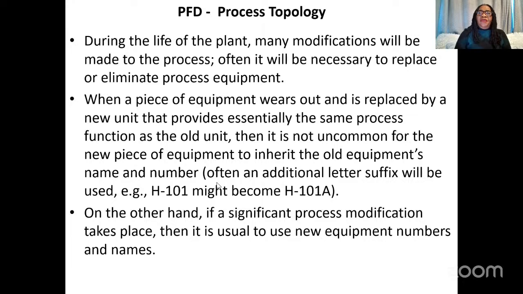Example, if it is H101, now you modify it, it will still inherit that name H101, but it might have another letter suffix, A, added to it. And so it shows that something has been done to H101. On the other hand, if a significant process modification takes place, then it's usual to use a new equipment number and name, a completely different modification, changing everything, almost new. So then you can use something really different. Okay.